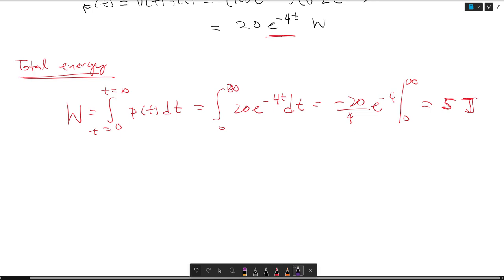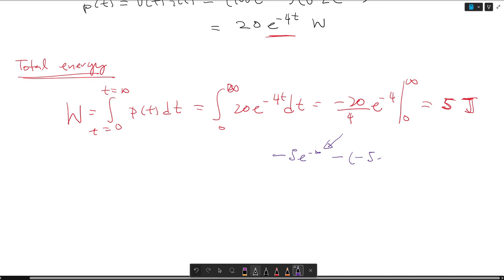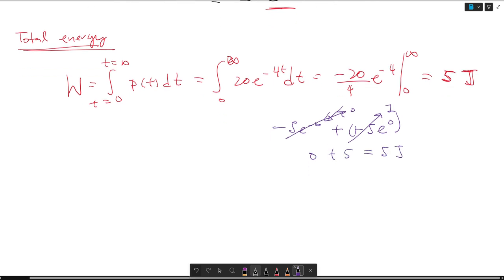Explicitly speaking, this is minus 5 e to the negative infinity minus minus 5 e to the 0. This is 0, and this is 1, so you get 0 plus 5, which equals 5 joules.